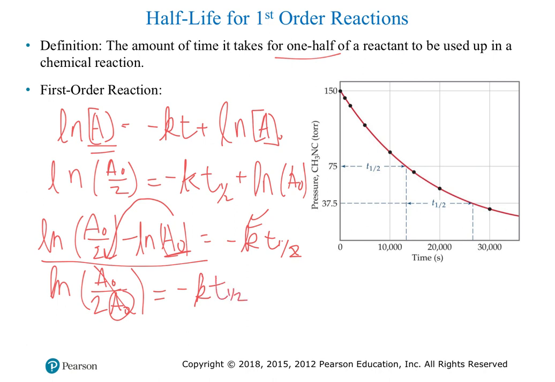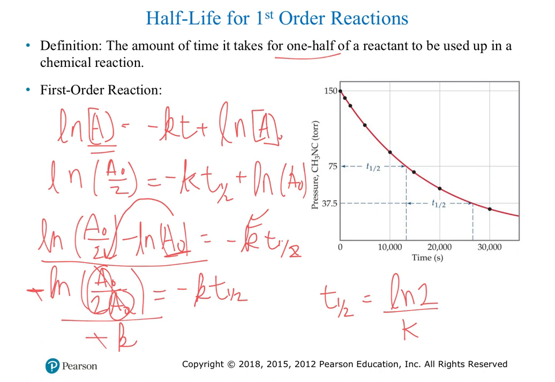So when we solve for t1 half, we can divide this whole thing by negative k. And so we get that the half-life for a first order reaction is equal to the natural log of 1 over 2, over negative k. I could flip this and put out a negative, so then the negatives cancel out, but the 2 will come up top. So I get the natural log of 2 over k.